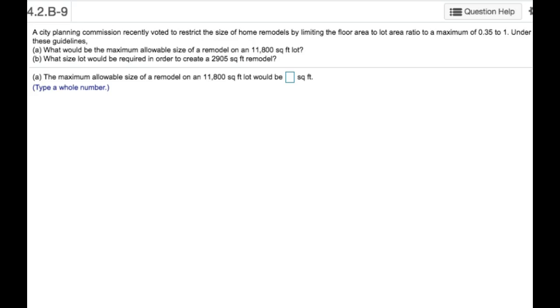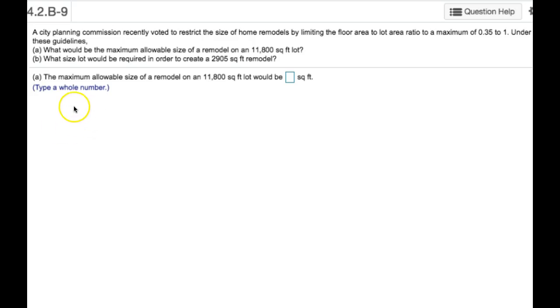This is question 4.2.B-9. It says a city planning commission recently voted to restrict the size of home remodels by limiting the floor area to lot area ratio to a maximum of 0.35 to 1. Under these guidelines, A, what would be the maximum allowable size of a remodel on an 11,800 square foot lot?